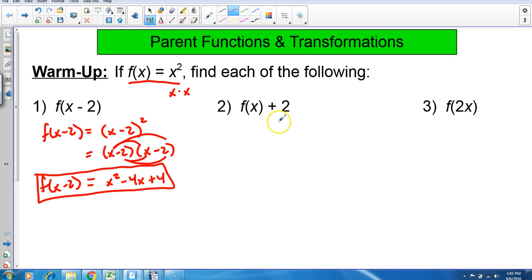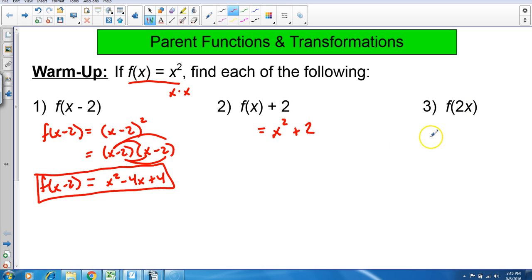F of x plus 2, essentially what we want to do is just take the output and add 2 to it. So what that means is I didn't do anything to x. I didn't change x at all. So I'm just going to bring down this whole expression for f of x, which is x squared, and add 2 to it, and we're done. So f of x plus 2 equals x squared plus 2.